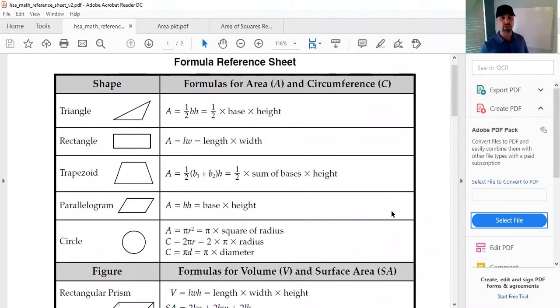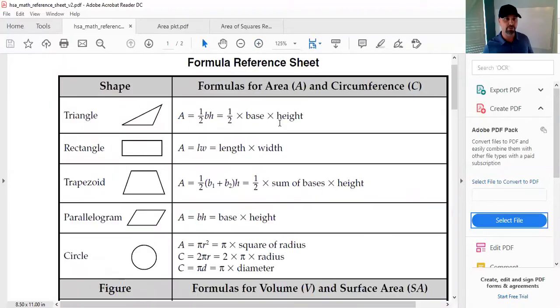Notice on the left side it says shape, and on the right side it says formulas for area and circumference. Now, circumference is what we call perimeter, but of a circle. Remember, perimeter is the distance around a space. That's what circumference is of a circle. It's got a special name though, because circles don't have multiple sides. They only have one continuous side that comes back around, okay? So when you think of perimeter, think of circumference when you're talking about a circle. So take a look at some of these formulas.